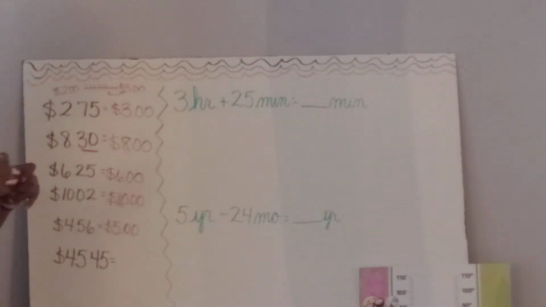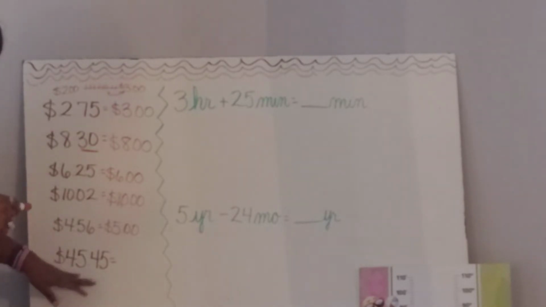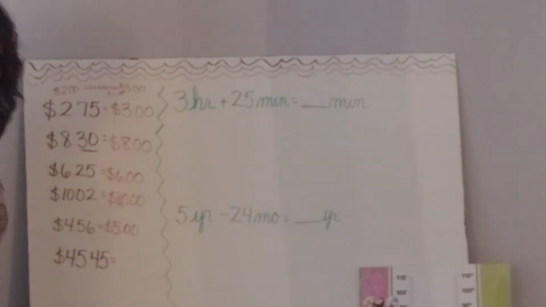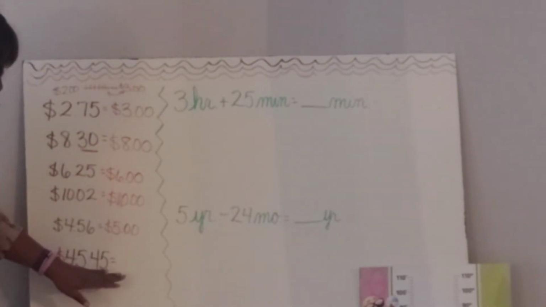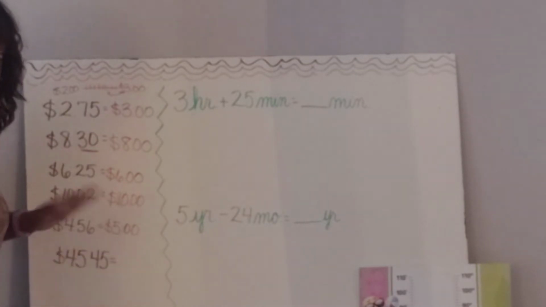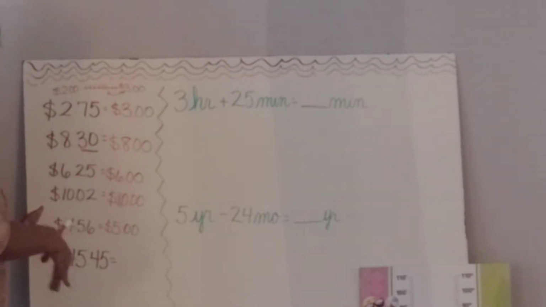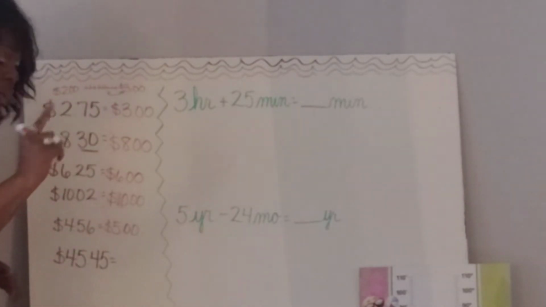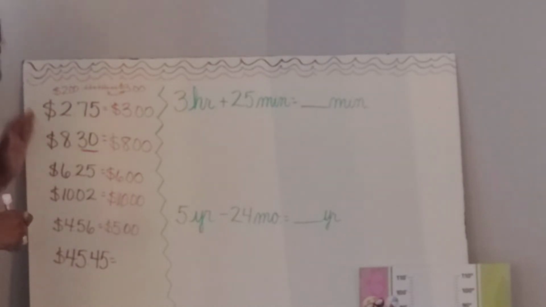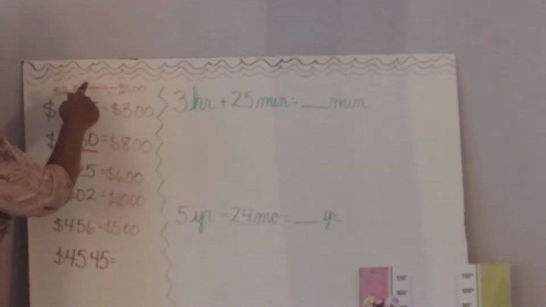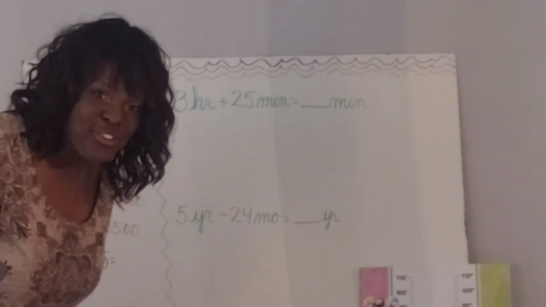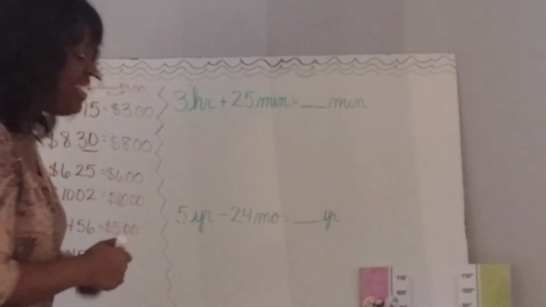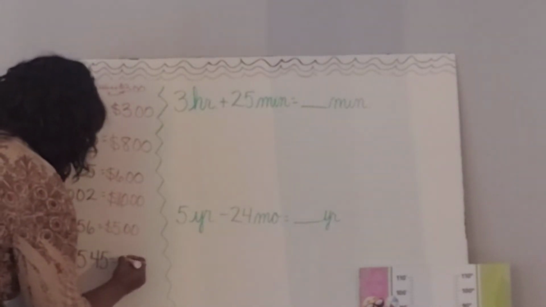Now we have a bigger number, $45.45. Oh no. How are we going to figure that out? We're still rounding to the nearest dollar. So we're going to say, is $45.45 closest to $45, or is it closest to $46? When I look at that, again, I'm going with 45 cents. 45 cents is under 50 cents, so we're going to round down to $45.